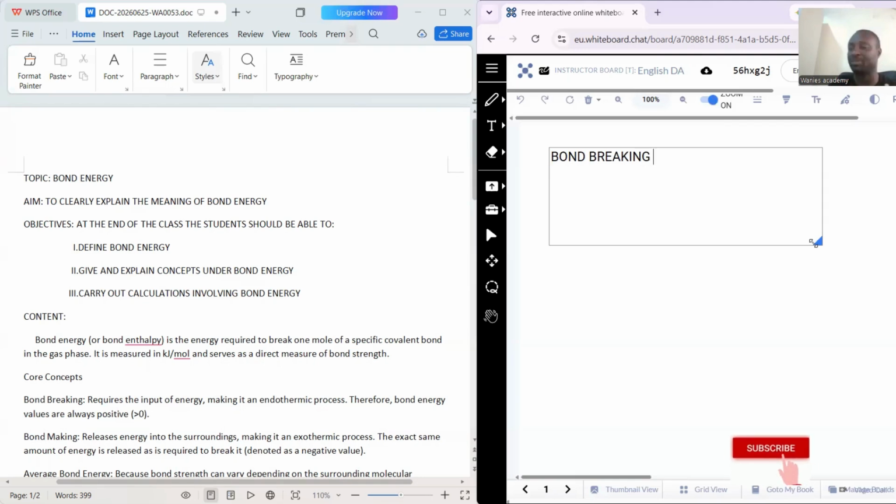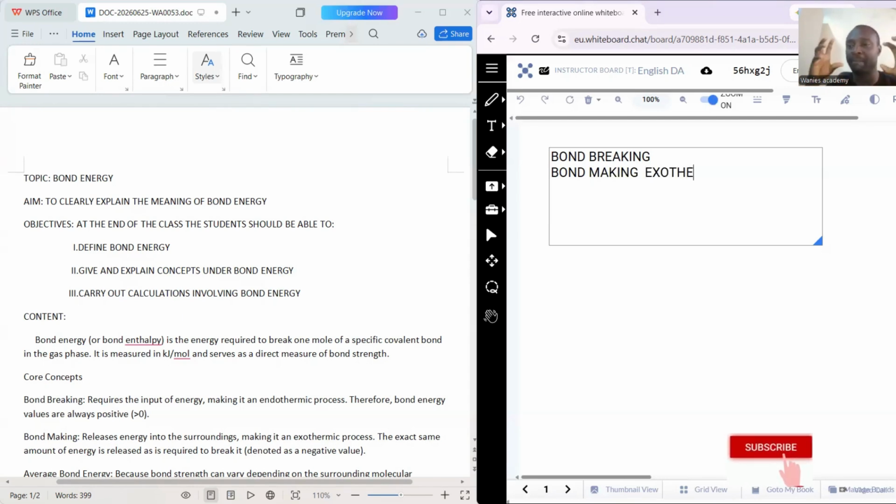On the other hand, we also have the concept of bond making. Having established that bond breaking requires energy input, making it an endothermic process with positive bond energy values, we have the concept of bond making. Bond making involves the release of energy to the surroundings. Therefore, bond making is exothermic in nature.